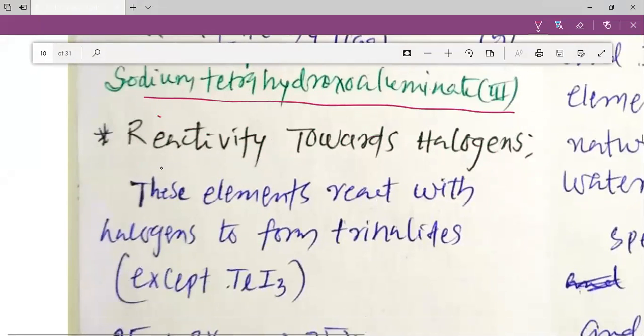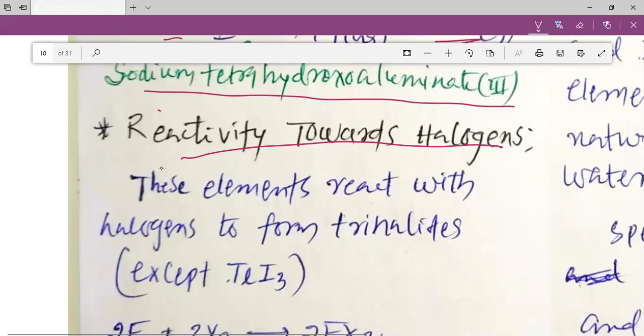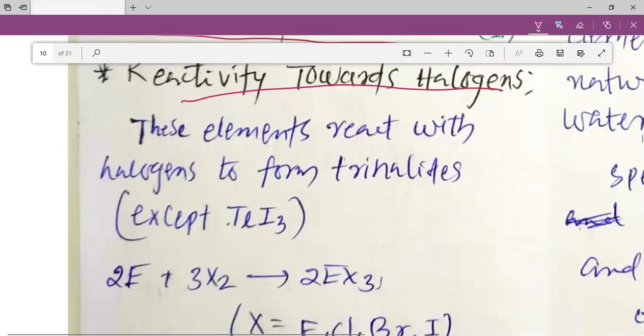Now, my dear students, we want to study the reactivity towards halogen. Now, can you see the screen, my dear students? I'm moving it. Yes, sir. Okay, that's great.